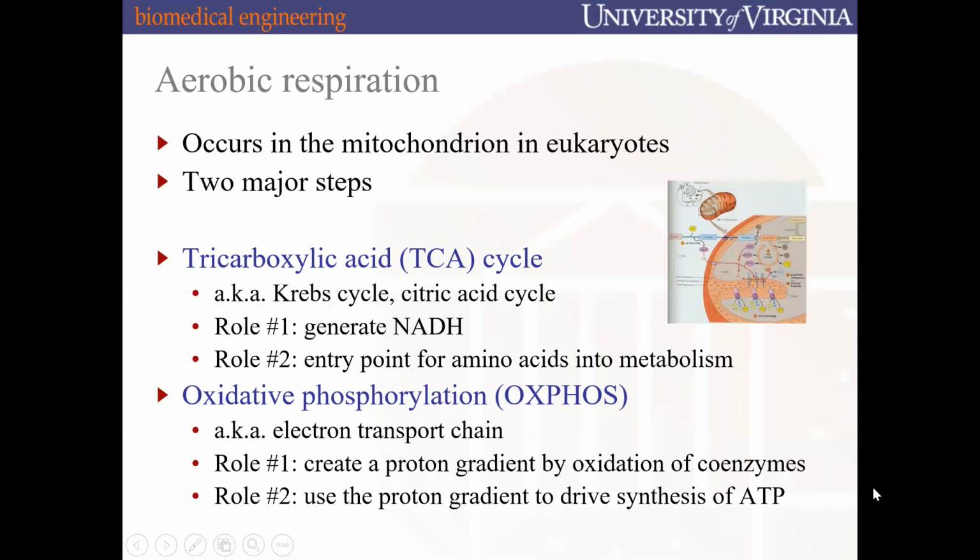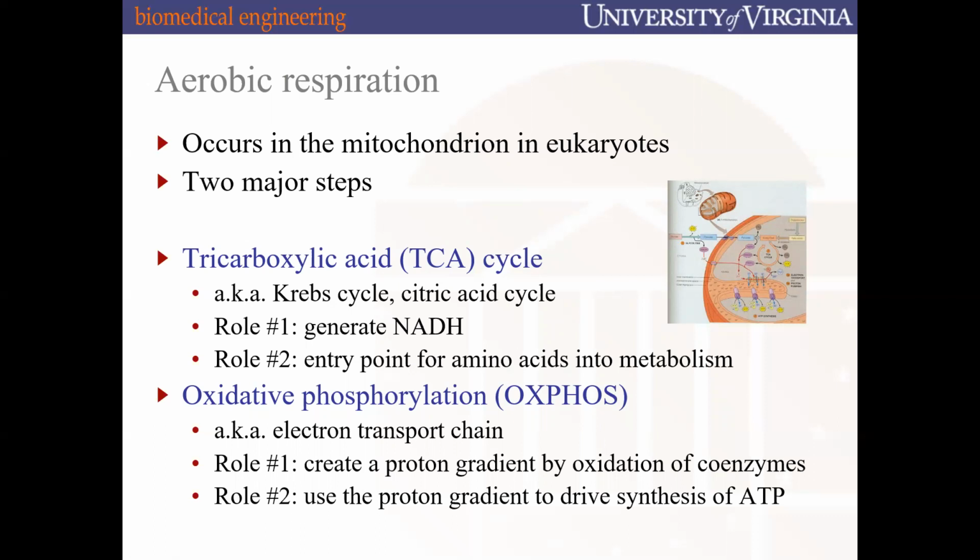As I mentioned, we're taking the next step in this glucose metabolism now with aerobic respiration. This really boils down to two things. First, we have the TCA cycle. We call it the tricarboxylic acid cycle, but we also call it the Krebs cycle, which was named after its founder. We also refer to it as the citric acid cycle, and we'll talk about why we call it that in a second.